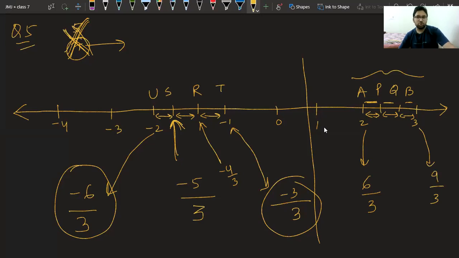So now this number is what? Please tell me what is value of P? It is 7 by 3. What is value of Q? It is 8 by 3. And with this question is done.